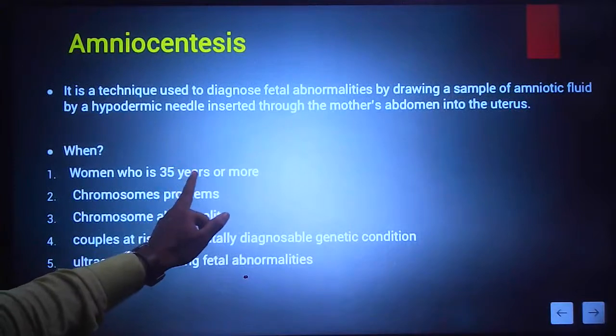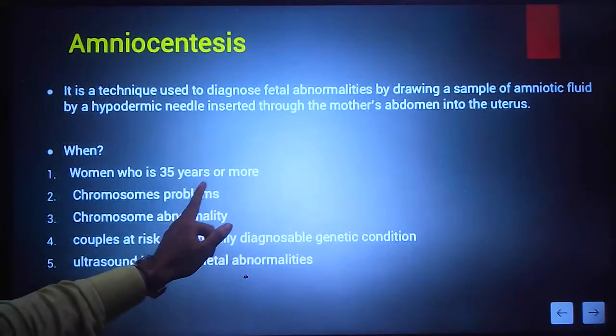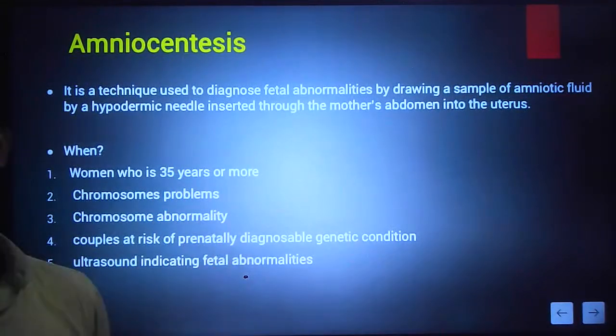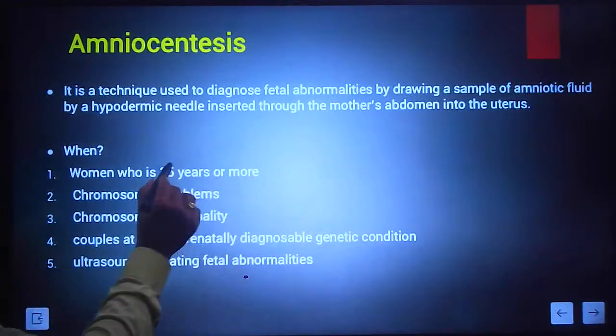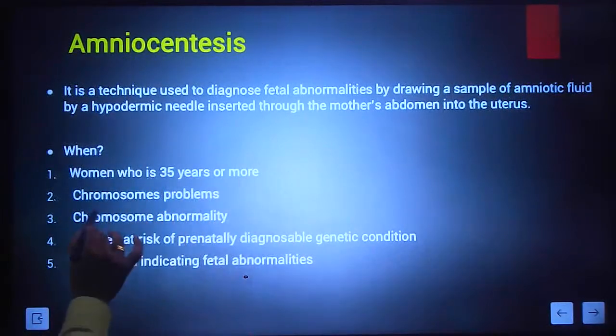So why the ban? Disclosing the sex of the fetus is banned in amniocentesis. But the karyotyping technique is not banned. We can find out genetic disorders within 15 weeks. But amniocentesis is done for women above 35 years, not less than 35.